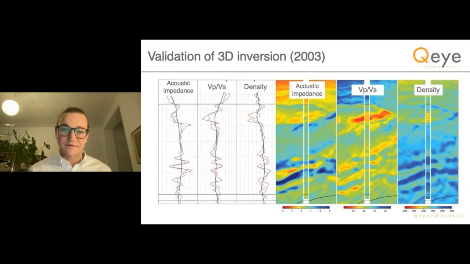We have plots here for acoustic impedance, VP/VS and density, and the inversion result is in blue, and the well log data is in red. You can notice that for all three parameters, but particularly for the acoustic impedance and the VP/VS ratio, we have a very strong well tie between the elastic properties from the inversion result and the elastic properties observed in the well, particularly for the low VP/VS sands, which are our reservoirs.